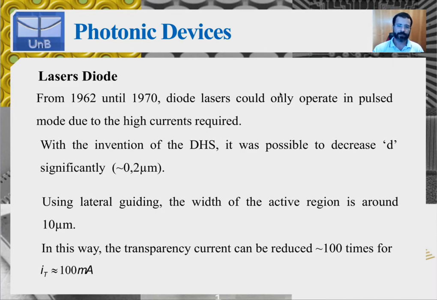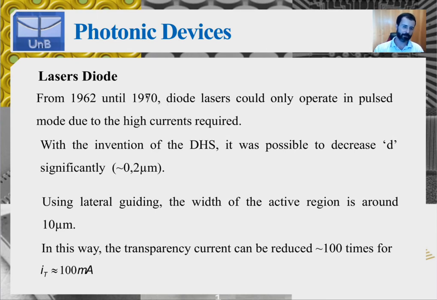And this is basically because the current levels that were needed in order to overcome the threshold current, which is a concept that we'll see in this lecture, were too high. With such high currents, the device would heat and you have problems of this order, right? So only pulsed operation was possible.